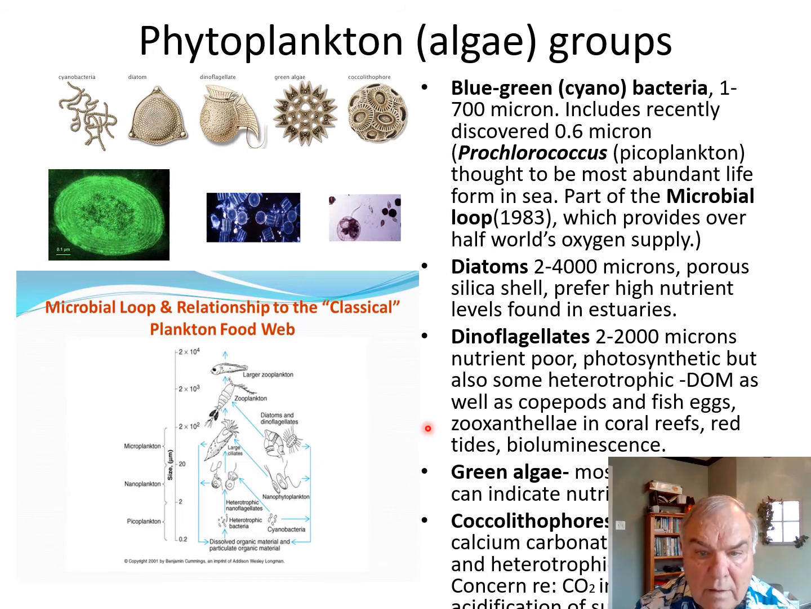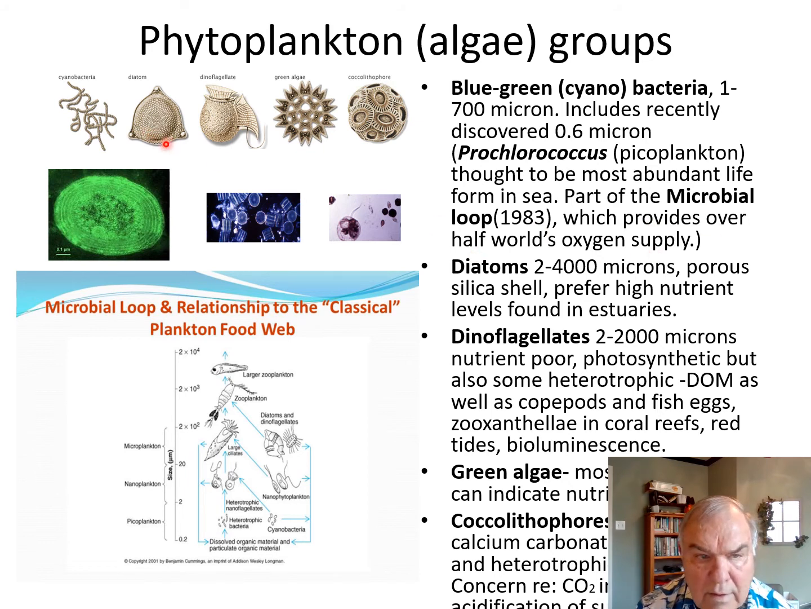Okay, I want to rapidly go through our various phytoplankton that you find in estuaries as well as offshore that start the food webs in the ocean systems. I'm going to start off with the cyanobacteria, the blue-green algae. They're relatively small, again 1 to 700 microns. They include a recently discovered 0.6 of a micron genus Prochlorococcus, which is now referred to as a picoplankton, and is thought to be the most abundant life form in the sea. This organism is part of what was discovered back in the early 80s, part of the microbial loop, and which may provide over half the world's oxygen supply.